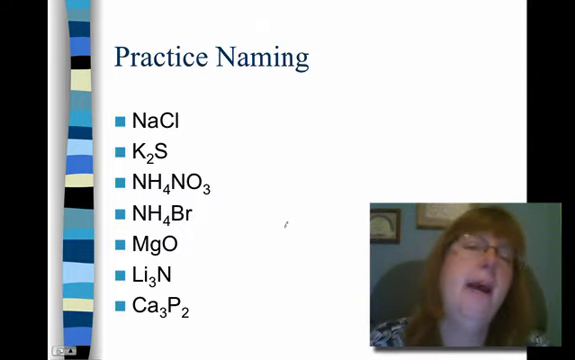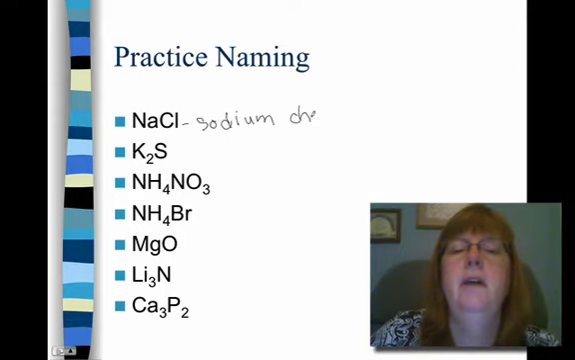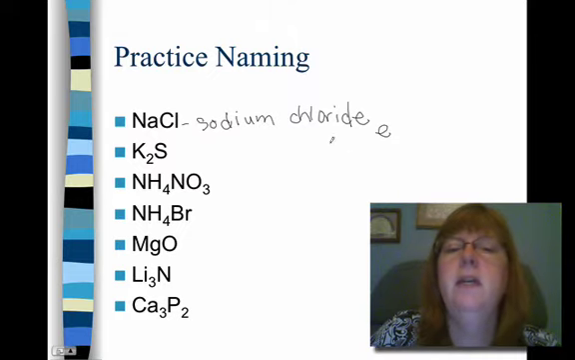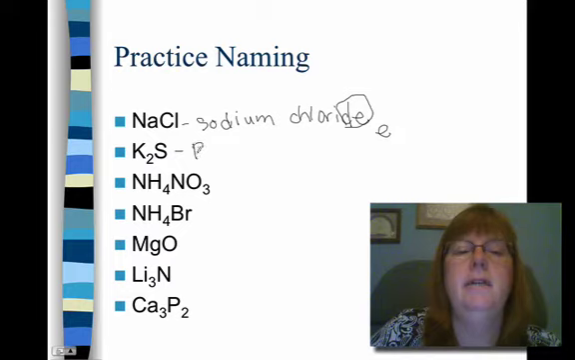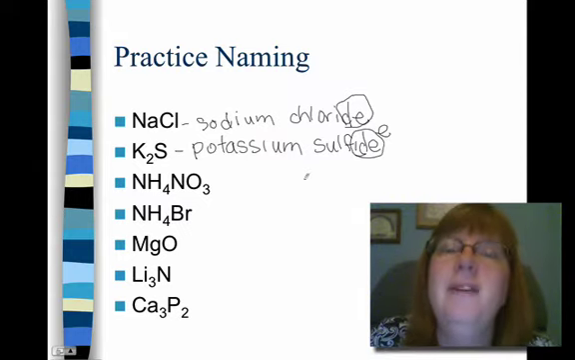Okay, let's practice naming. All right, so this first one you should all know. It's very common. This is sodium, named our cation. Chloride. Sodium chloride. There's our "ide" ending. All right, K2S. So aren't you glad you learned your elements early in the year? Potassium sulfide. There we go.